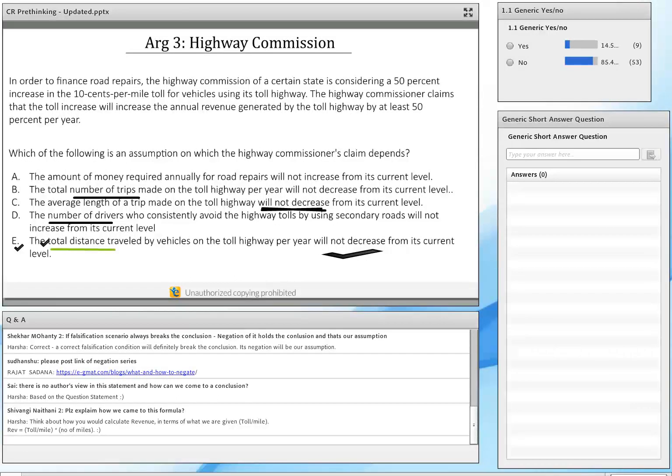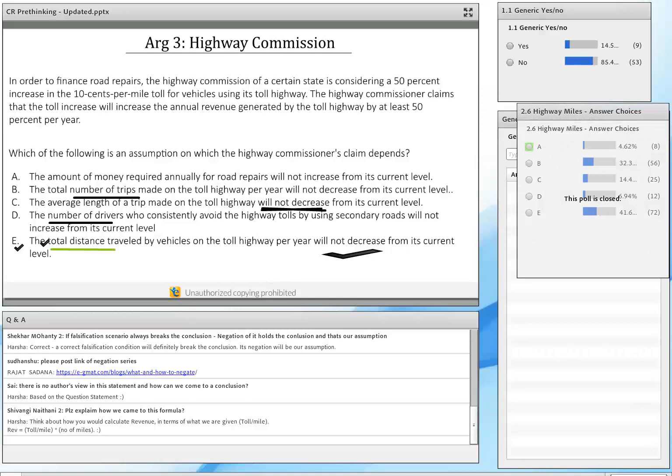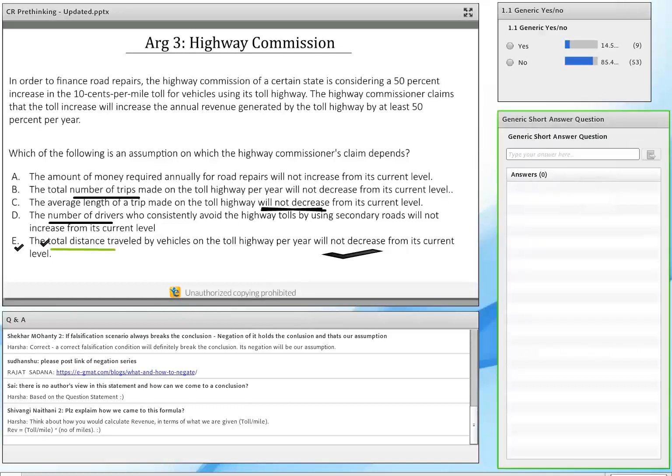The GMAT considers a question easy, medium, or difficult based on how statistically a group performs. And statistically, only 41% of the people got this right, which means almost 59% of the people got this wrong, which makes it a difficult question. Any question where the accuracy is less than 50% is a difficult question.